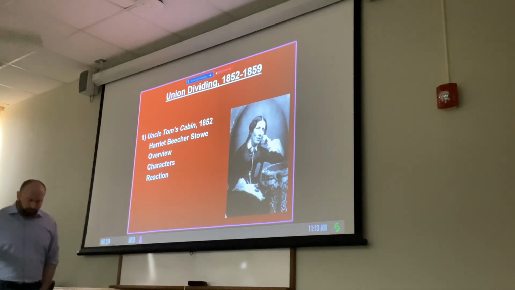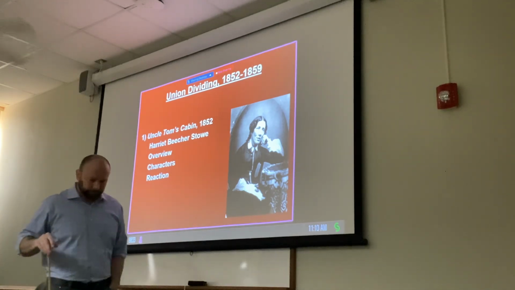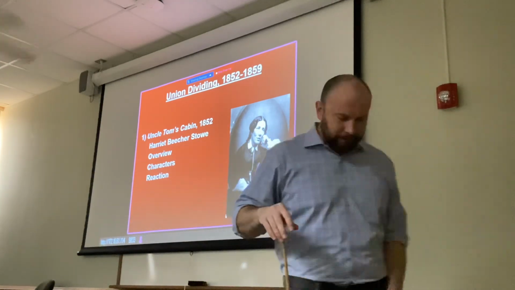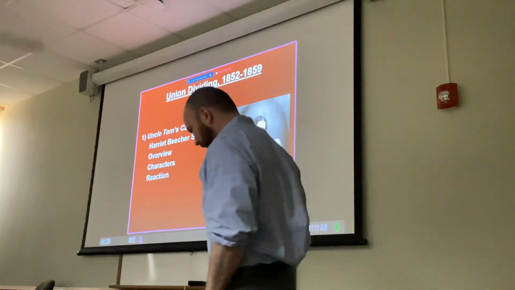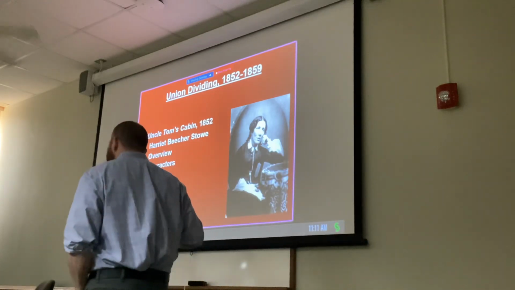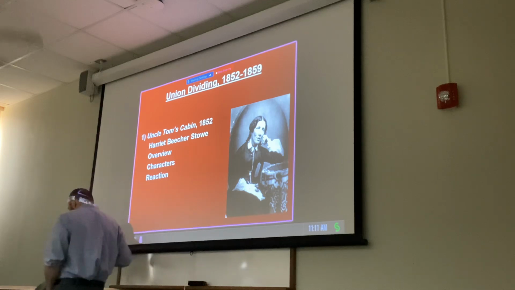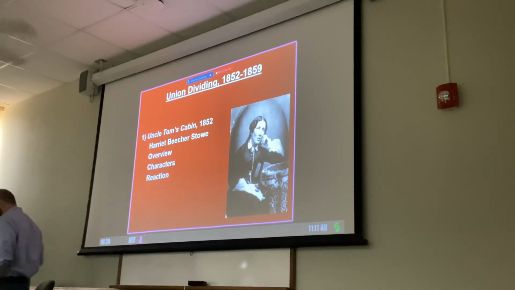Character number one, start with the obvious place, and that is Tom. It's called Uncle Tom's Cabin. Tom is the title character. He is also, quite clearly, the hero of the book, no doubt. Tom is the hero of the book. He's a slave, he's an adult male slave.